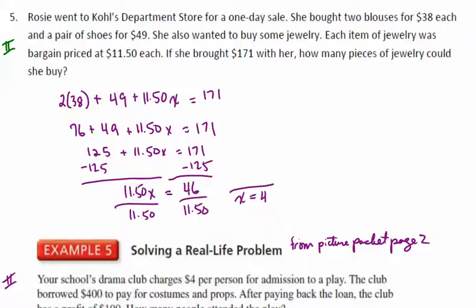And what is that for? What is the 4 for? It is for 4 pieces of jewelry.